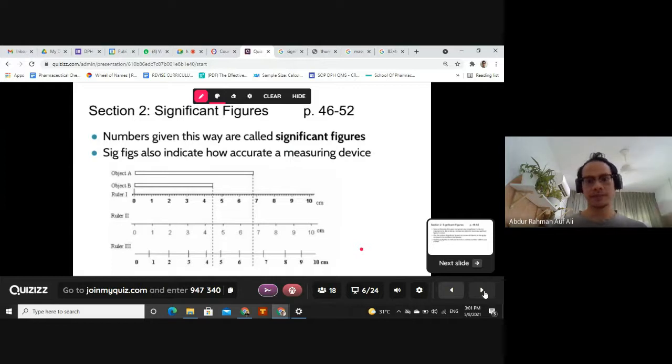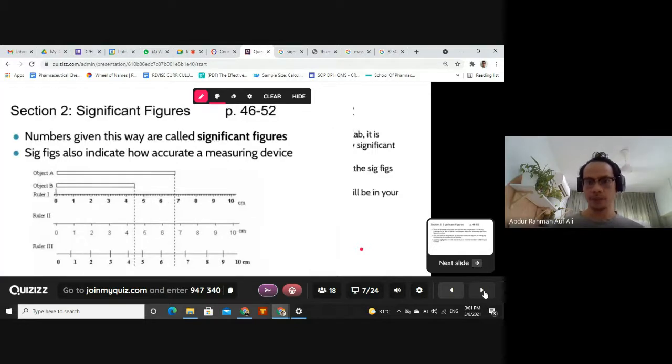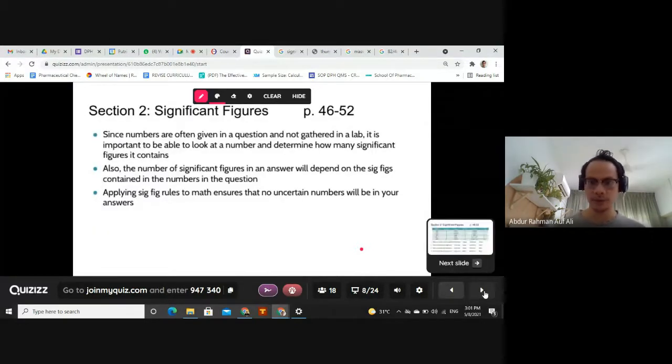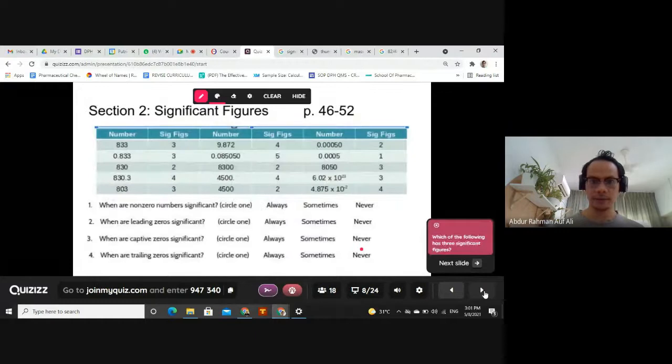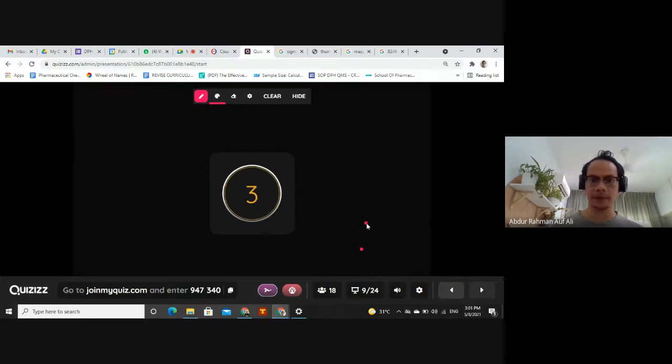So this is basically the same example macam saya cerita tadi, tapi this is more detail lah. Okay, so apa yang saya nak buat kat sini adalah saya nak test whether you can understand, boleh ingat tak lagi, boleh apply tak what is significant figures.